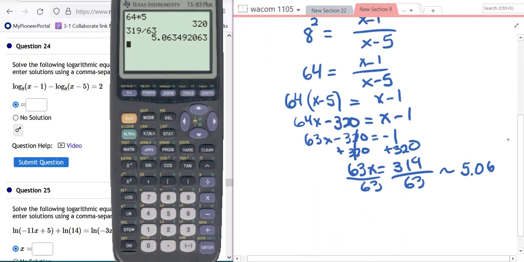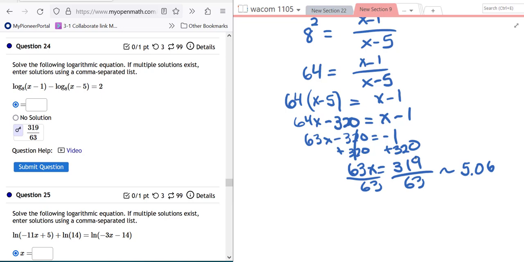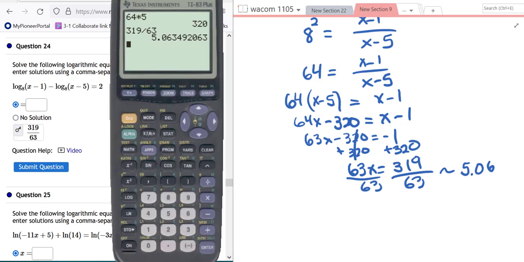All right, and so what they will want is actually the fraction, as they didn't ask for an approximation. And if it would reduce, you should reduce. You can always check that in your calculator. It's not one I'm going to mess with for reducing. What happens on your graphing calculator, it will give you a decimal. And then when you try to put it back in a fraction, I'll just show you.